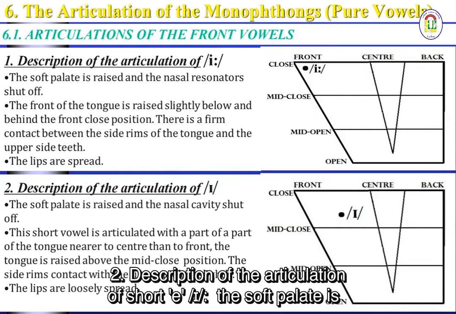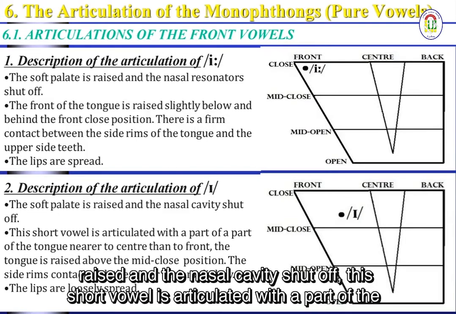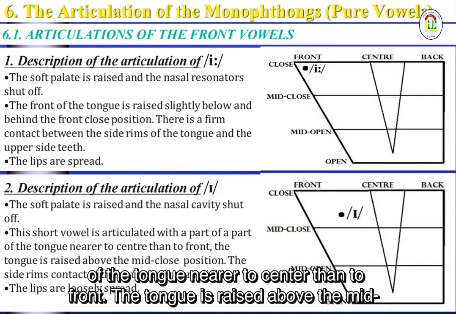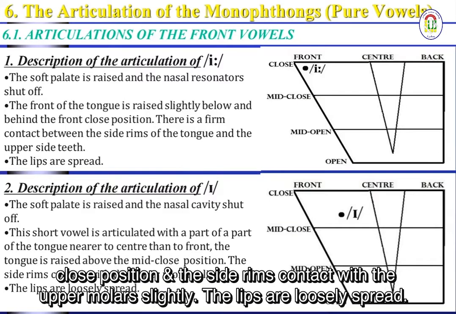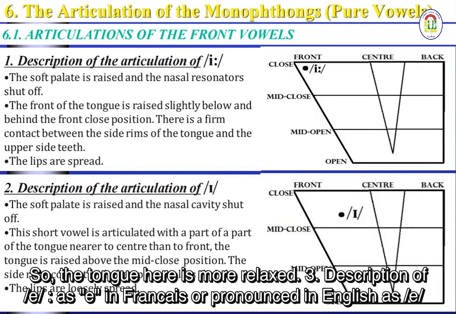Number 2 is short E. Description of the articulation of short E. The soft palate is raised and the nasal cavity shut off. This short vowel is articulated with a part of the tongue nearer to center than to front. The tongue is raised above the mid-close position. The side rims contact with the upper molars slightly. The lips are loosely spread. So the tongue here is more relaxed.